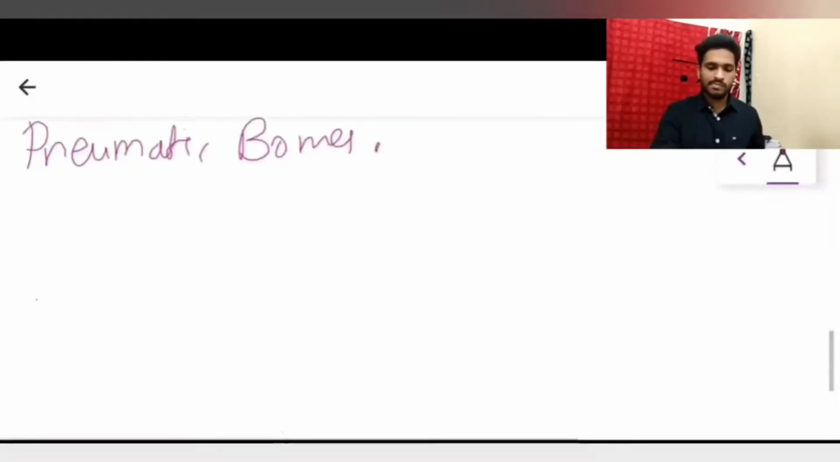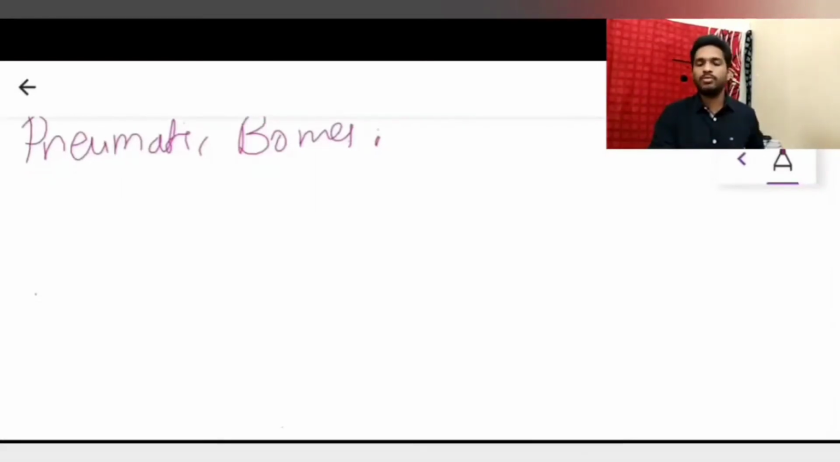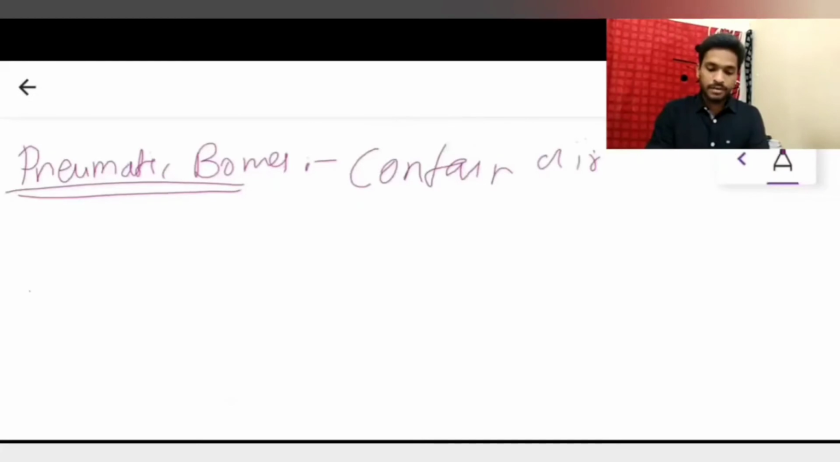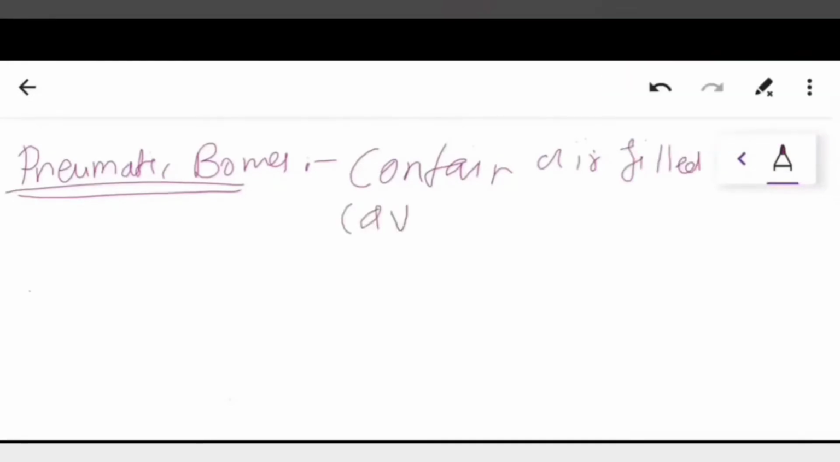Now talking about another kind of bone, that is pneumatic bones. Okay, so what is important about pneumatic bone? They contain air-filled cavity.